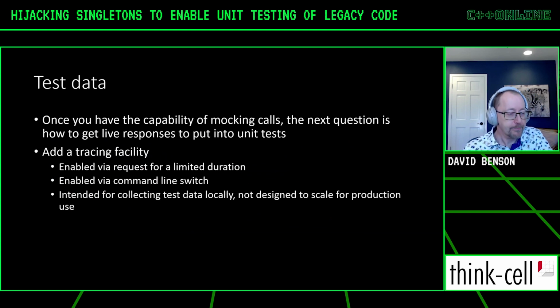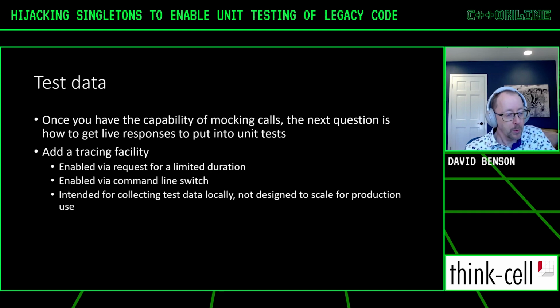So once you have this nice capability of mocking calls, the next question is how can you get valid responses? Because just putting in arbitrary text into a unit test is likely not to be very useful. Yes, fuzzing is very good, but if you're trying to test specific cases or match one that you hit a particular bug on, you want some live data.